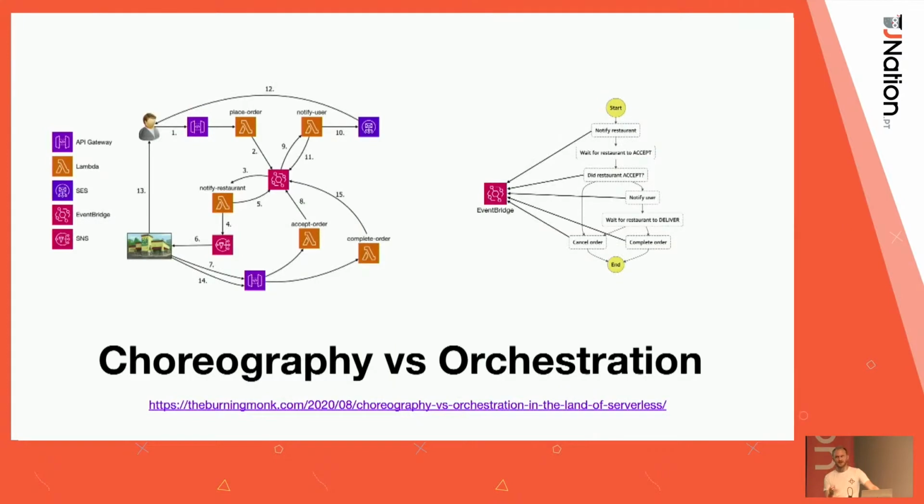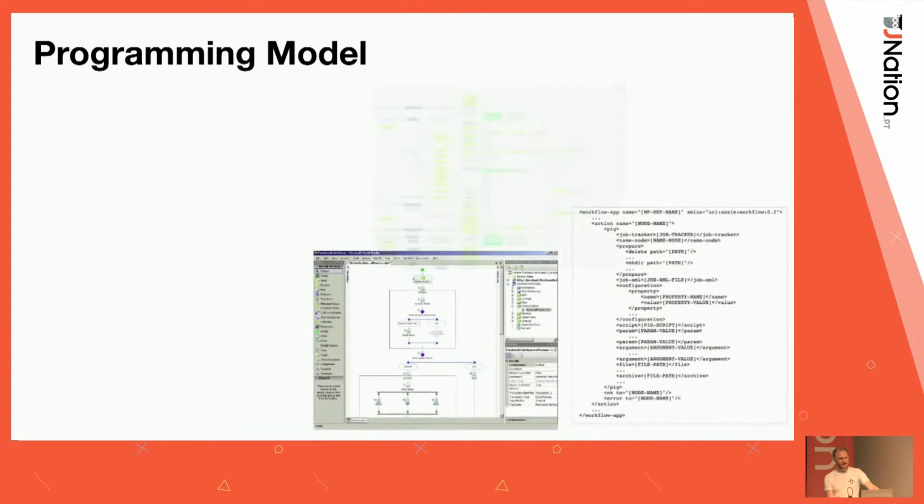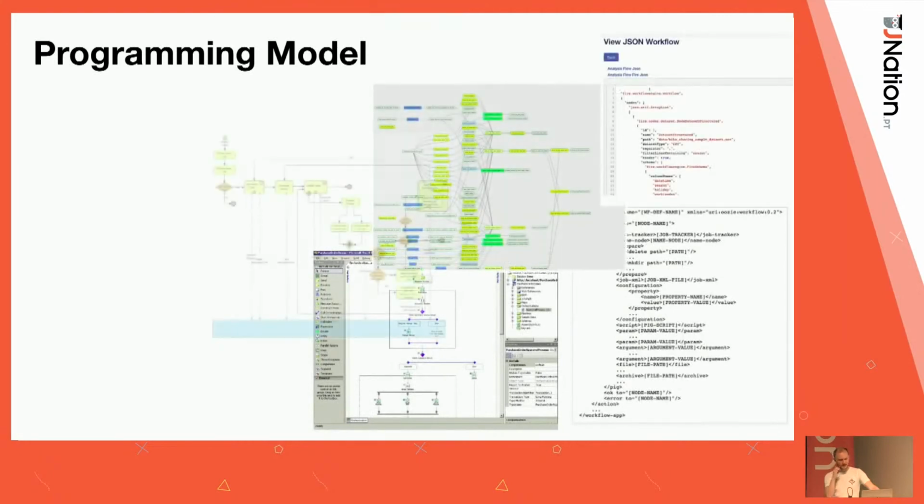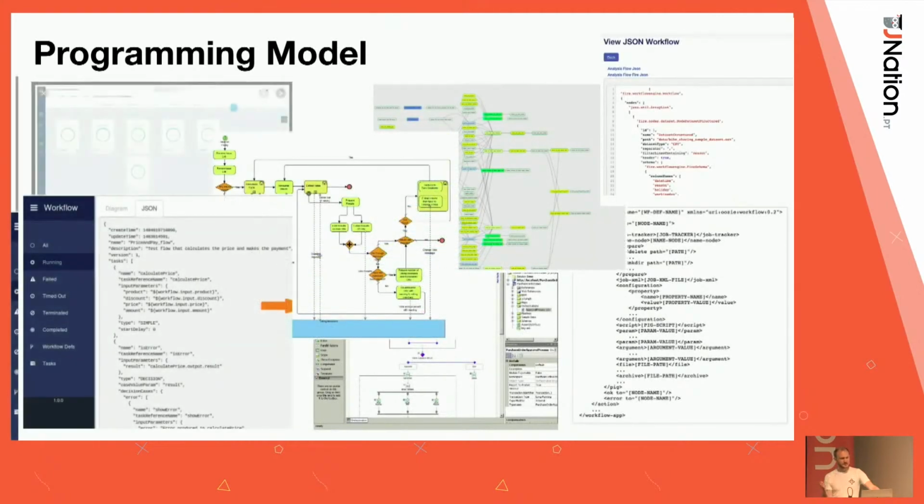So orchestration, I think, in general is easier to understand and reason about, and that's really important for being able to maintain it, add to it, debug it, and have it run correctly and consistently. So the current programming model for orchestration is with markup files, whether it's XML or JSON or YAML.